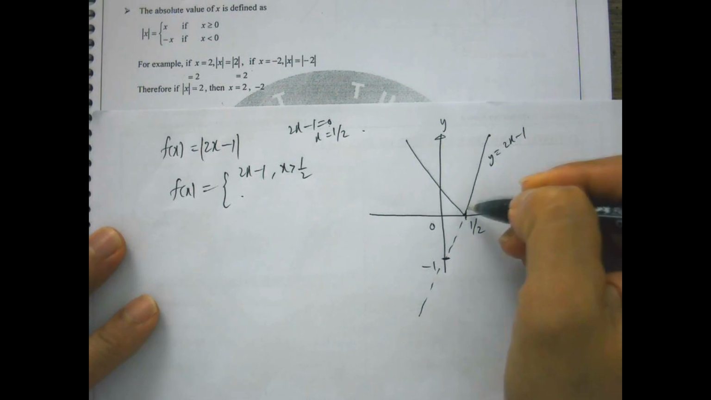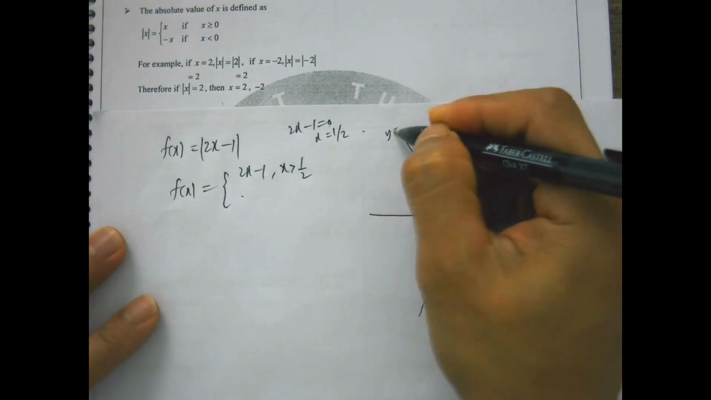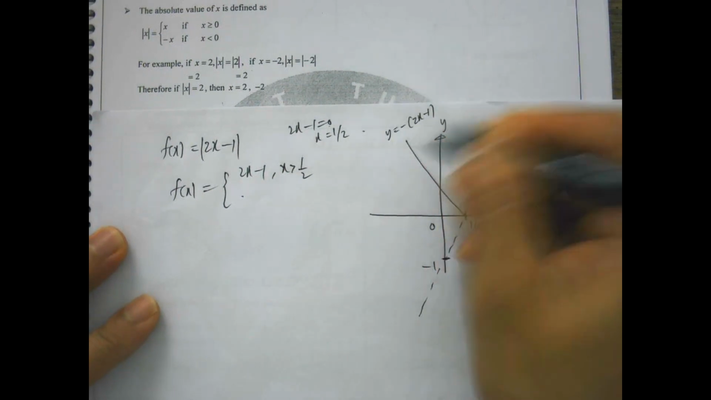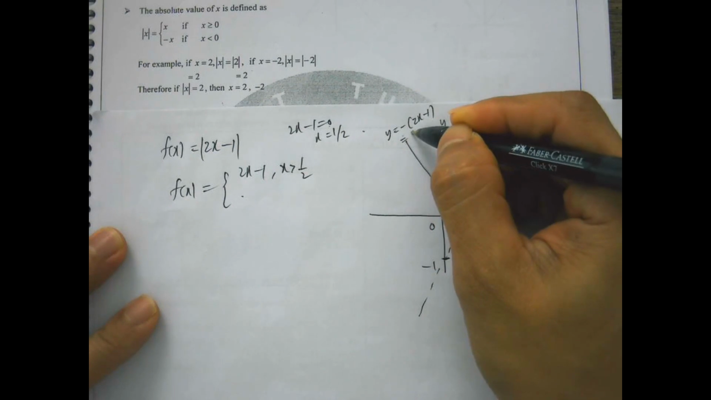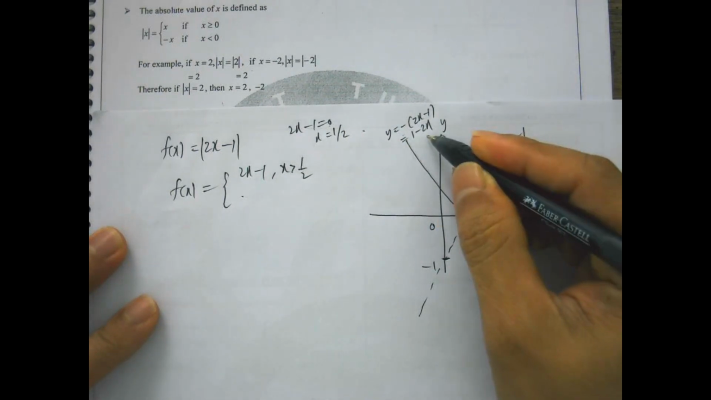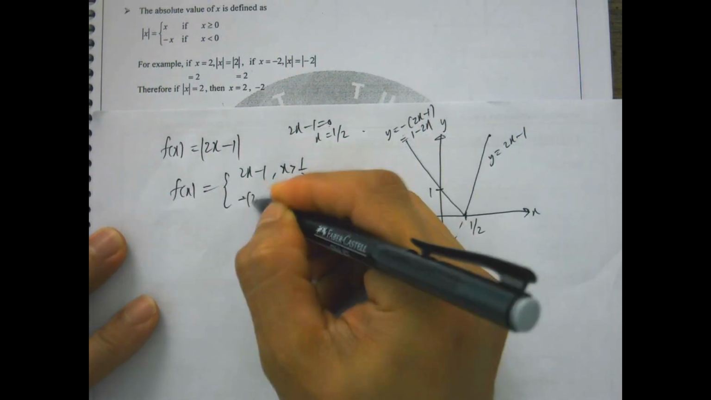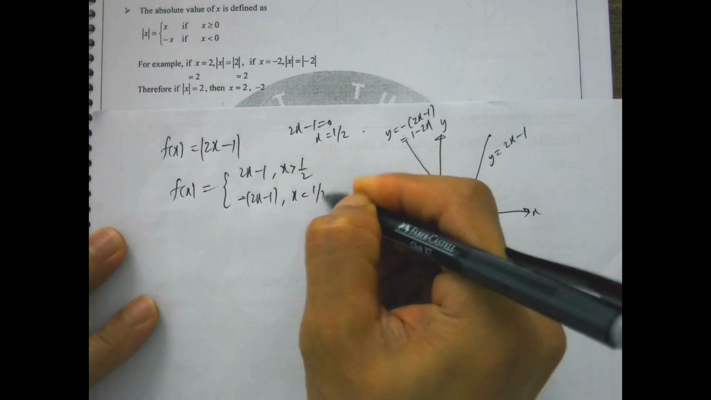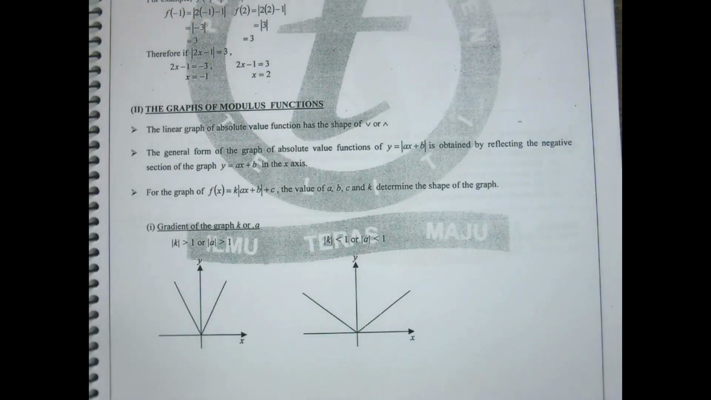The line on the right hand side can be represented by 2x minus 1. The line on the left hand side, you get this line by putting a negative in front of the original function, because when it times this negative inside, what we are getting here is 1 minus 2x. That means we are getting a straight line with a gradient of negative 2 and y-intercept of 1. So you can write negative of 2x minus 1, for x less than half. Then we move on to the transformation of graph.